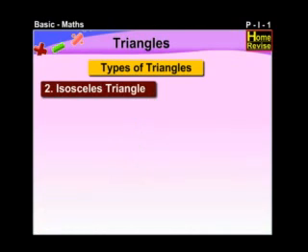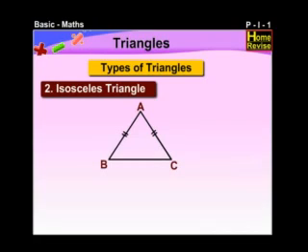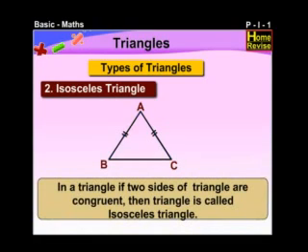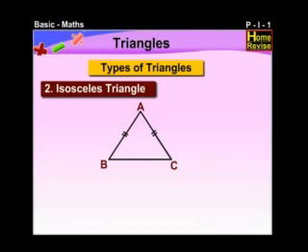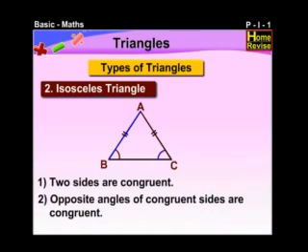Second type of triangle, isosceles triangle. Now isosceles means in a triangle, if 2 sides of a triangle are congruent, then the triangle is called an isosceles triangle. In an isosceles triangle, number 1, 2 sides are congruent. Number 2, opposite angles of congruent sides are congruent.